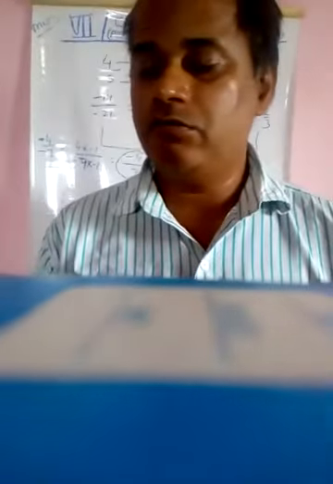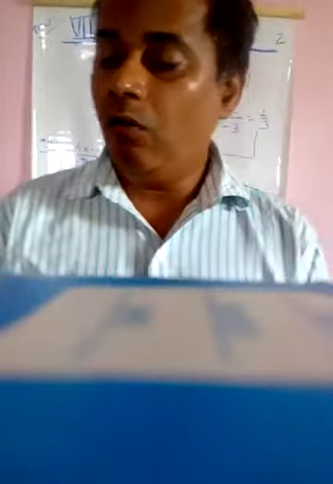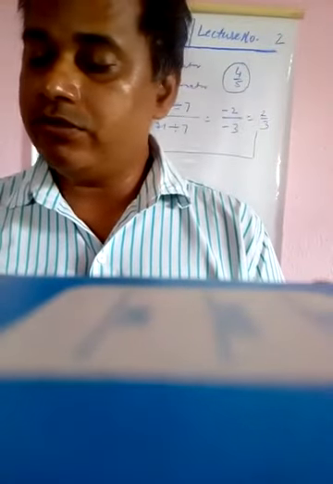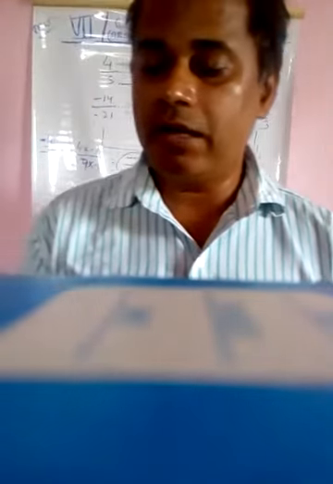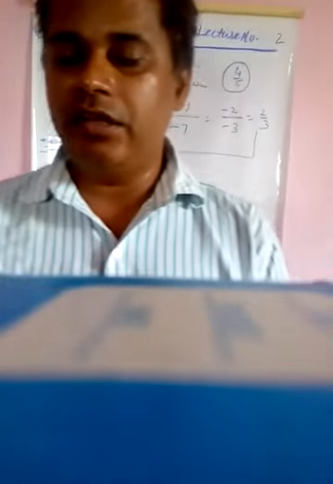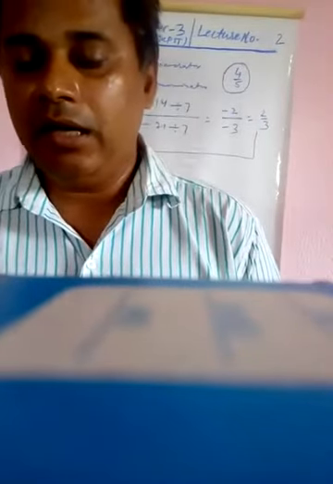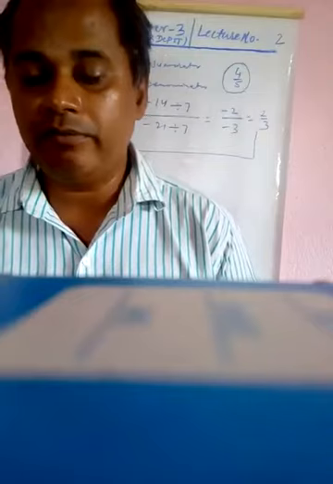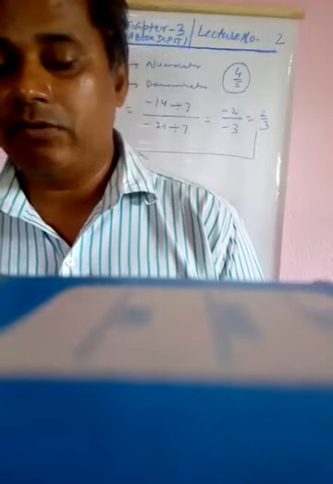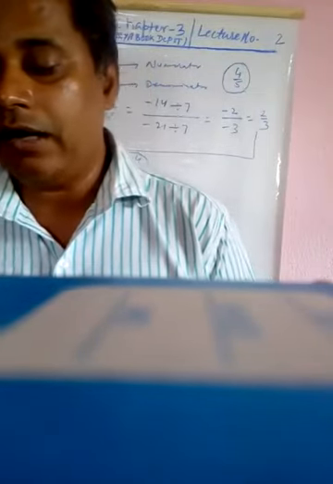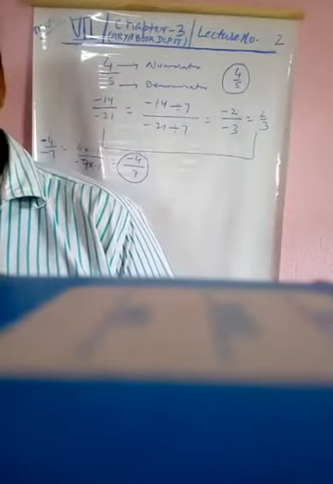B. We have minus 3 by 8 is equal to 24 by what? 24 divided by minus 3 is equal to minus 8. Hence minus 3 into minus 8 by 8 into minus 8 is equal to 24 by minus 64. Therefore the required rational number is 24 by minus 64.